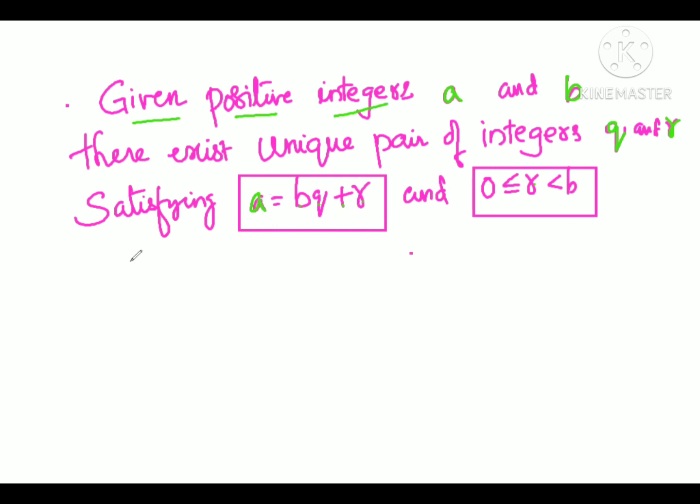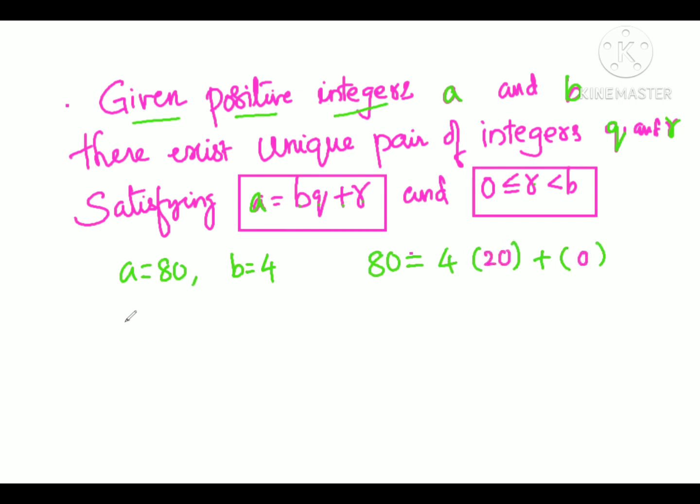I will take some more examples for this. If A is equal to 80 and B is equal to 4, we can write two numbers like this by dividing 80. So 4 twenties are 80 and remainder 0.